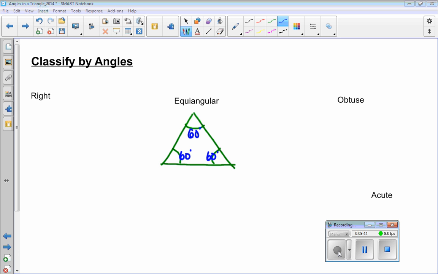Good. Obtuse triangle. We have this big obtuse guy. We probably need to talk about why an obtuse triangle is an obtuse triangle. Why is it? Besides Mark. No Mark. Who else knows? Why is that an obtuse triangle, John?